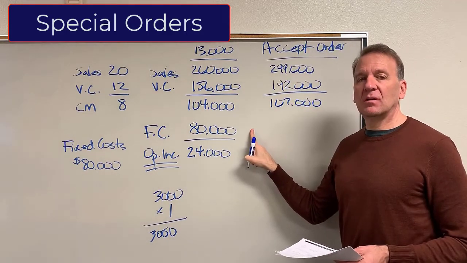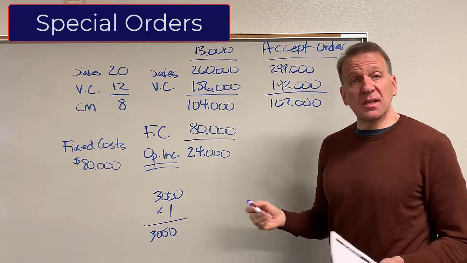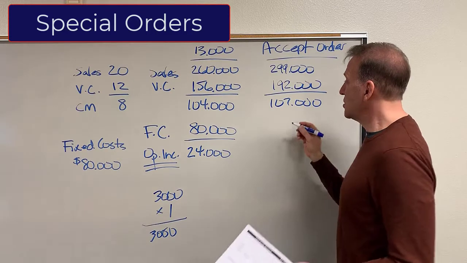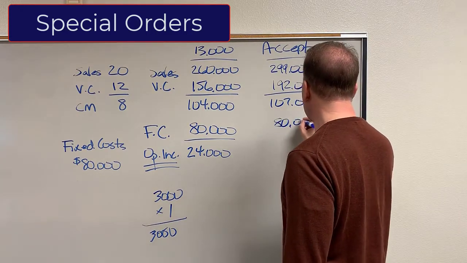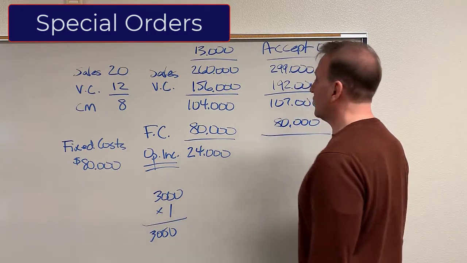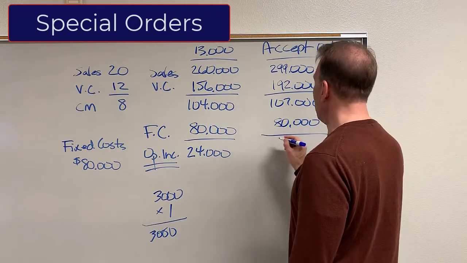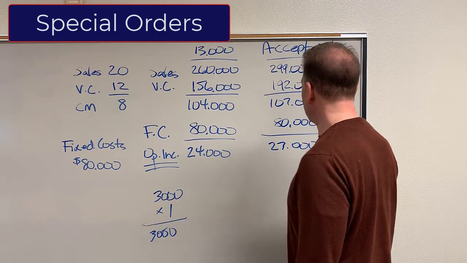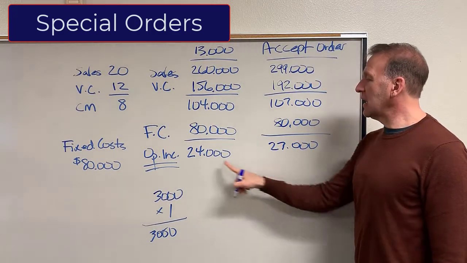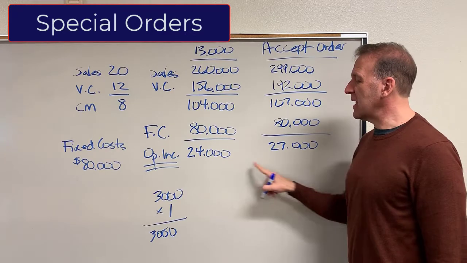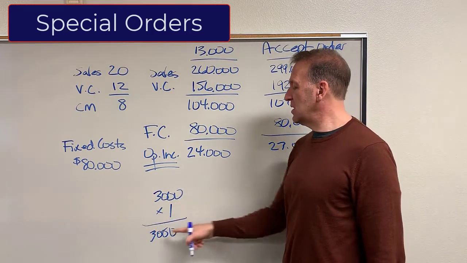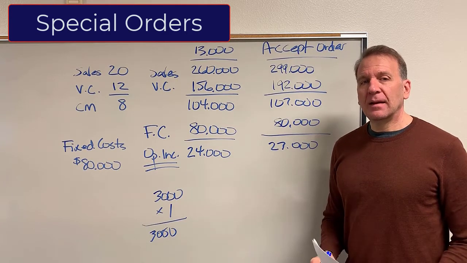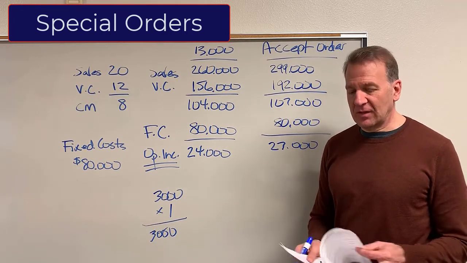Fixed costs, we said fixed costs aren't going to change. In this example, fixed costs are going to stay fixed within this relevant range. So they will not change whether we accept or reject this offer. So then what happens? If we accept this special offer, this special order, our operating income will go up $3,000, just like we had predicted previously. Okay?